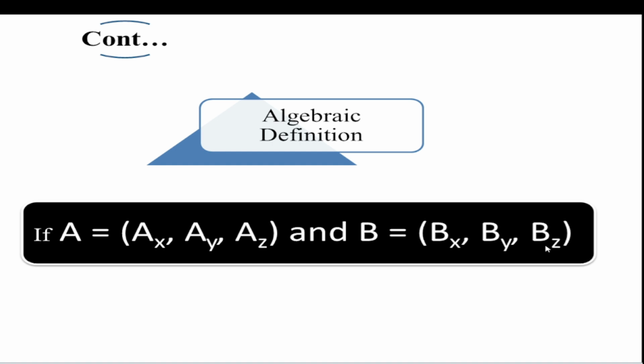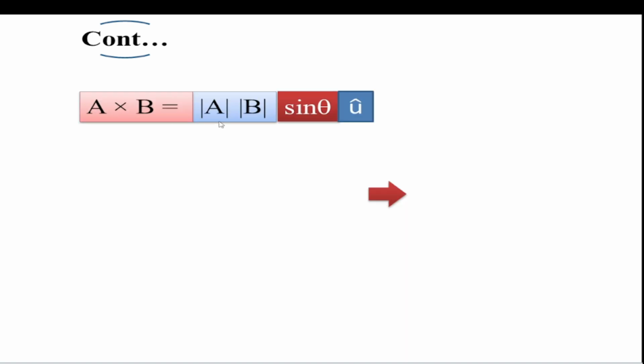Our ultimate goal is to find the cross product of vector A and then vector B. This is A cross B, which could be expressed or determined by the product of the magnitude of A and then the magnitude of B, sin theta, and then a certain unit vector.